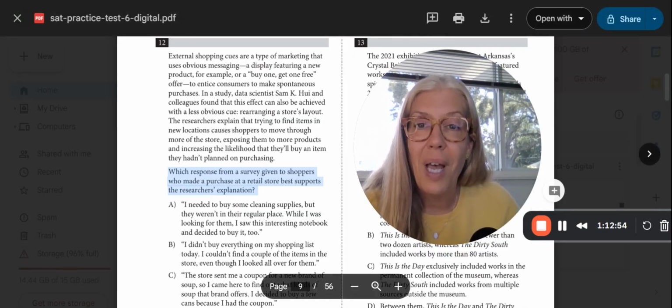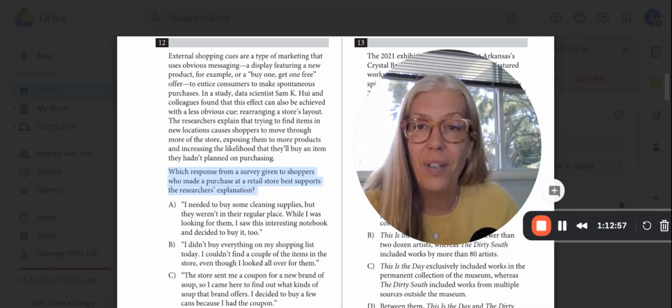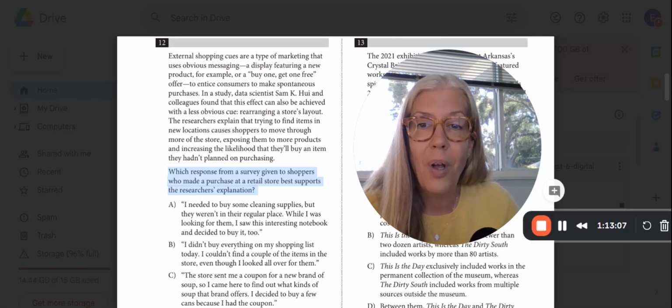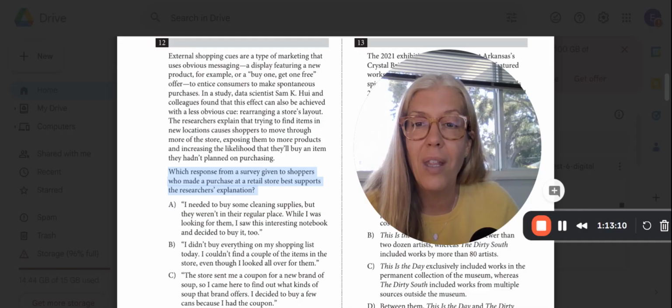External shopping clues are a type of marketing that use obvious messaging. A display featuring a new product, for example, or a buy one, get one free offer to entice consumers to make spontaneous purchases. In a study, data scientist Sam Coy and colleagues found that this effect can also be achieved with less obvious cues. For example, rearranging a store's layout. The researchers explain that trying to find items in new locations causes shoppers to move through more of the store, exposing them to more products and increasing the likelihood that they'll buy an item that they hadn't planned on purchasing.